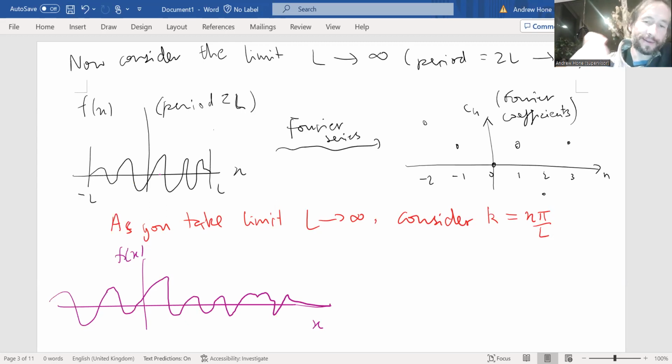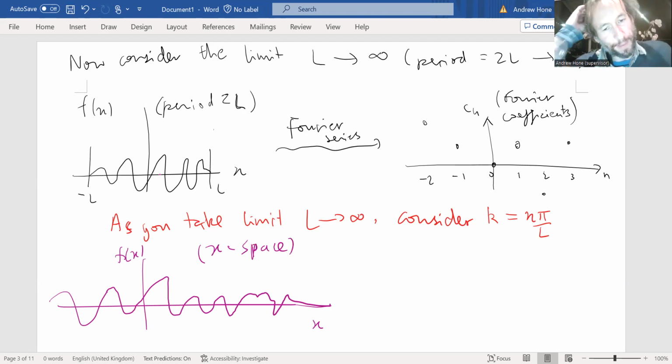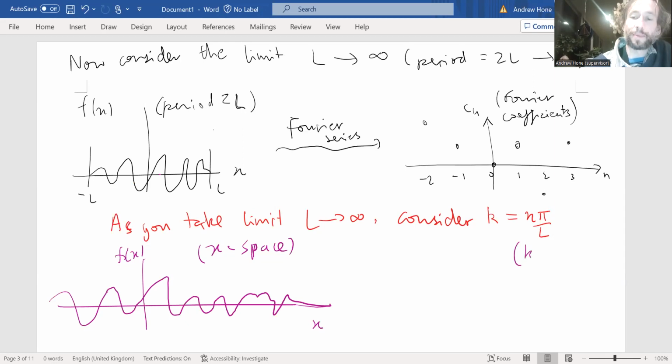This is x space. Imagining space is one-dimensional, we're thinking about a function defined on x space. Again, I've drawn a real function, but for what I started with, we could think about f also taking complex values, not just real values, but then I wouldn't be able to draw the picture. And now I want to think about what happens in k space.